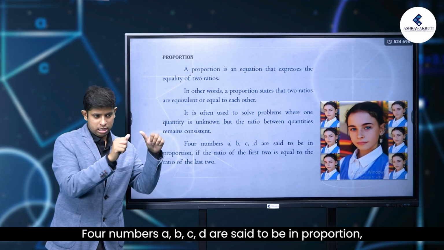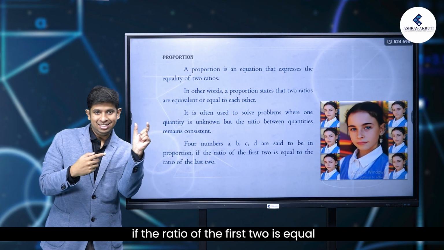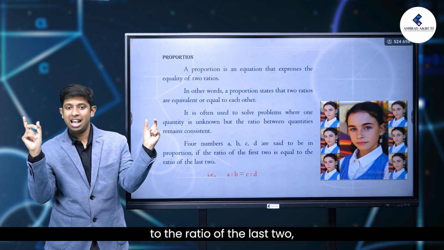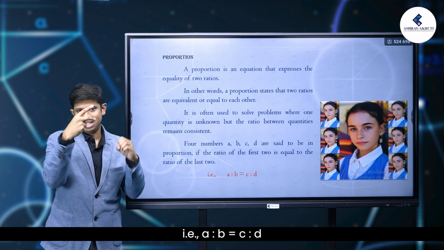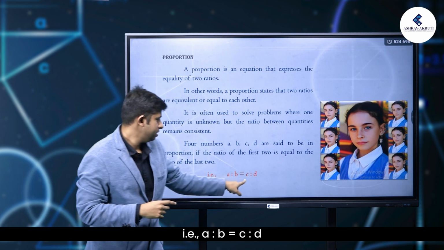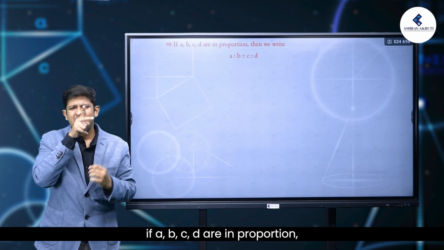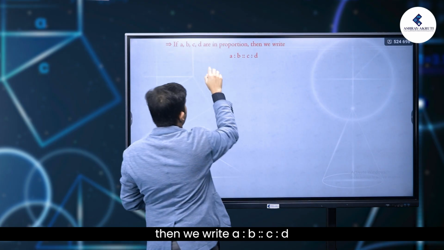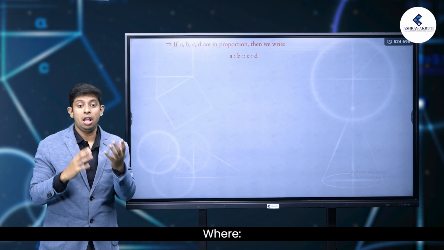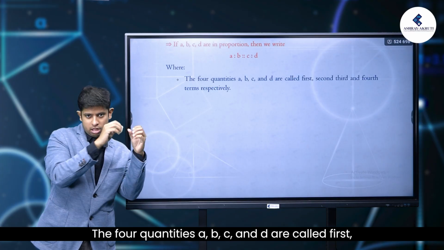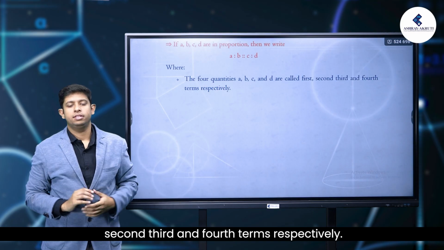Four numbers A, B, C, D are said to be in proportion if the ratio of the first two is equal to the ratio of the last two. That is, A is to B equals C is to D. If A, B, C, D are in proportion, then we write A : B :: C : D, where the four quantities A, B, C and D are called first, second, third and fourth terms respectively.